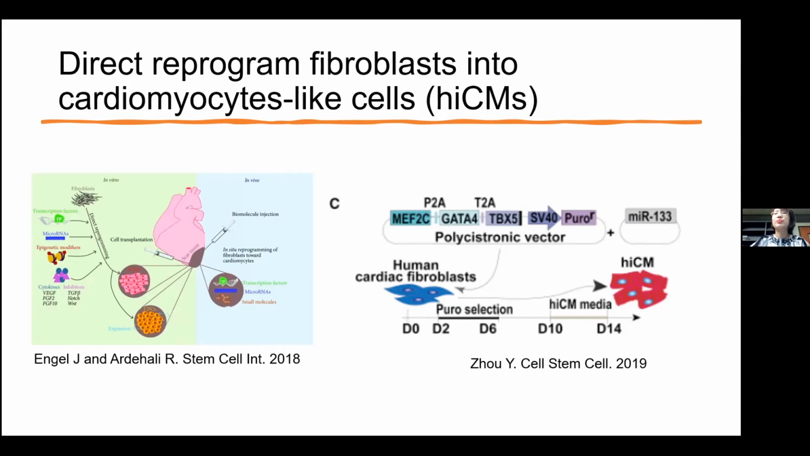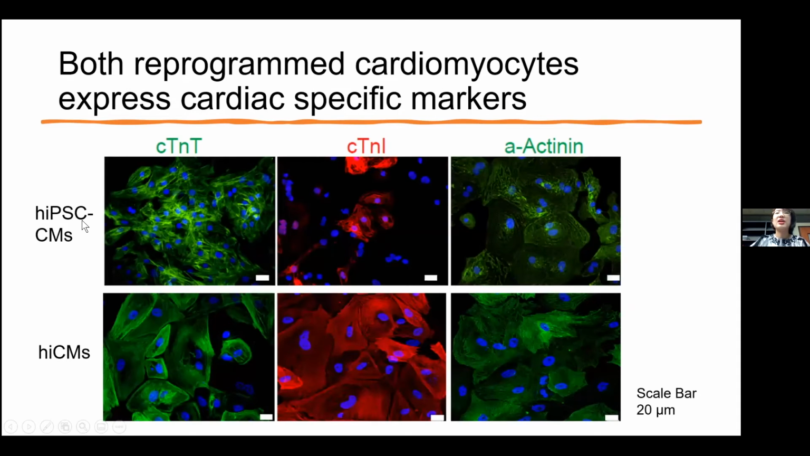So for future presentations, hiPSC-derived cardiomyocytes will be noted as hiPSC-CMs, and reprogrammed cardiomyocytes will be noted as HiCMs. Both of the reprogrammed cardiomyocytes express cardiac-specific markers, including cTnT, cTnI, and alpha-actinin.